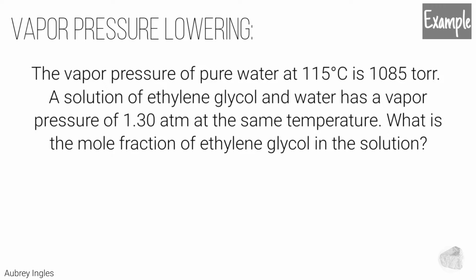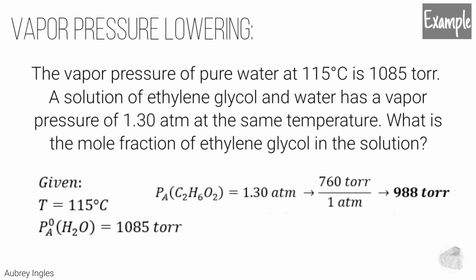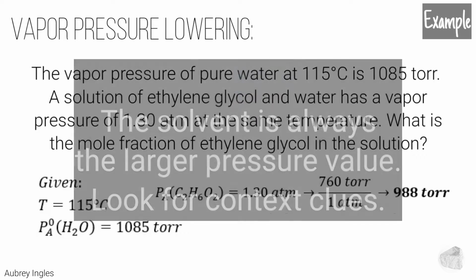Our givens are temperatures. Water and ethylene glycol are at 115 degrees Celsius. Vapor pressure of water is 1085 torr. Partial pressure of ethylene glycol is 1.30 atmospheres, or when converted by 760 torr over 1 atmosphere, is 988 torr. Hint: in order to immediately know the solvent in this kind of problem, it is always the larger pressure value when we have two. You can also look for context clues here.